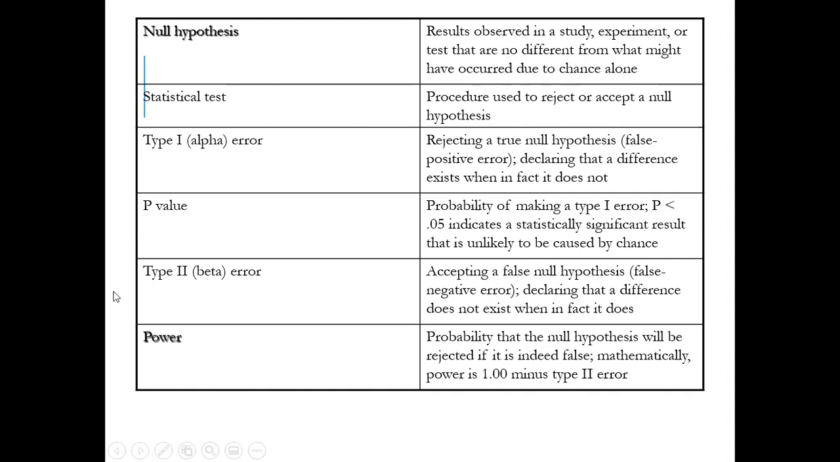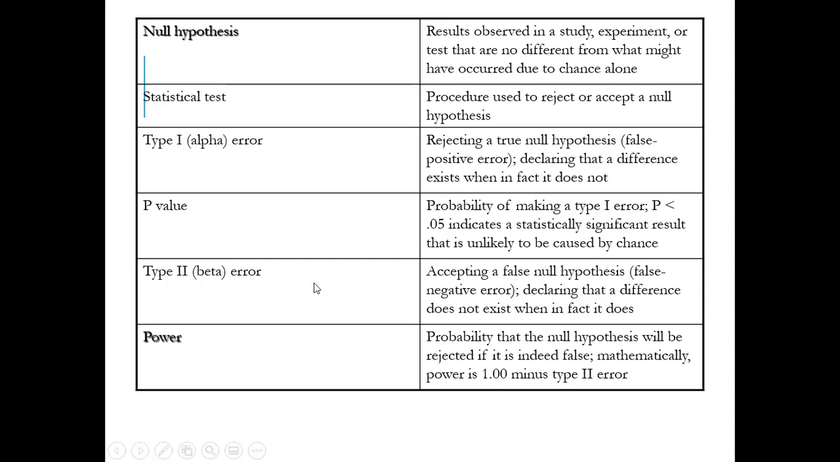Type 1 error is rejecting a true null hypothesis, that is, the false positive error, where we declare that a difference exists when in fact it does not. P-value is the probability of making type 1 error. P less than 0.05 indicates a statistically significant result that is unlikely to be caused by chance.